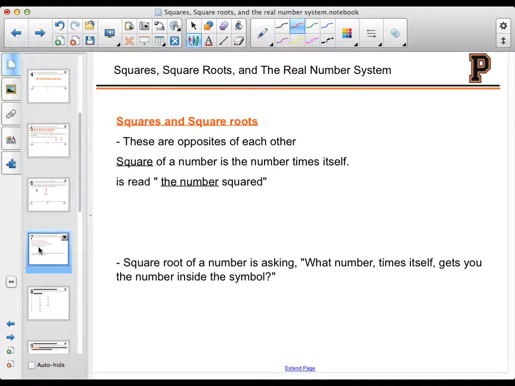So squares and square roots, we're going to start with this. These are opposites of each other. The square of a number is the number times itself. This is read as the number squared. So if I say 3 squared, what I'm referring to is that number times itself, 3 times 3, which is 9. 4 squared is 4 times 4, which is 16. Now the opposite of squaring a number is taking its square root. You're asking yourself what number times itself gets you the number inside the symbol.